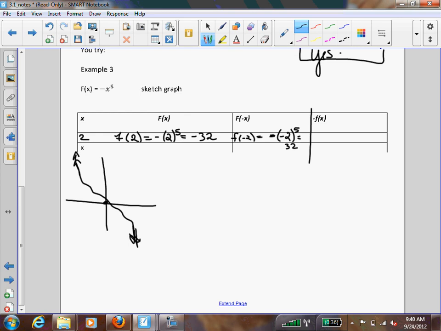Okay. So then the next step is I'm going to take the opposite of what my f of 2 is, which is the opposite of negative 32, which is, are they the same?